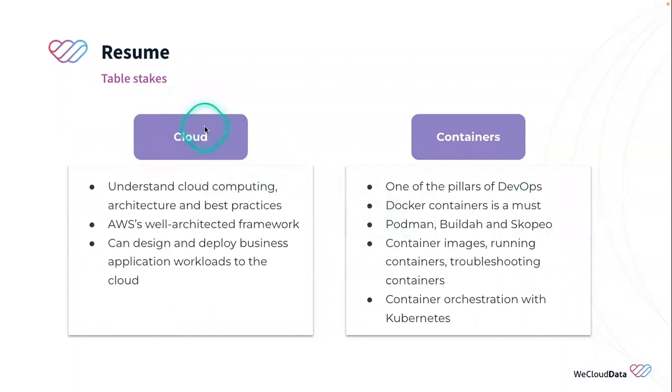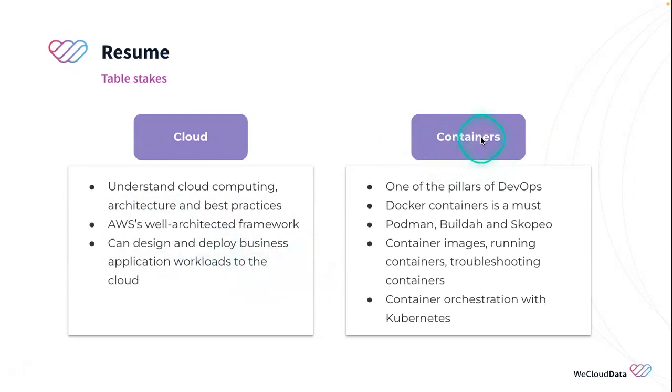Cloud: Kubernetes is cloud native, even though you can obviously have on-prem solutions like Red Hat OpenShift as well. But understanding cloud computing architecture and best practices, a good resource to really get the idea of how a well-architected cloud platform ecosystem should be done is reading AWS's well-architected framework articles. They published, I think, 6 of the major ones, which are the 6 pillars of the well-architected framework. Just read those. It gives you a really good handle on how cloud ecosystems are built from the ground up. You can design and deploy business application workloads in the cloud.